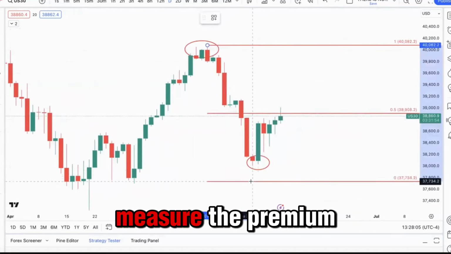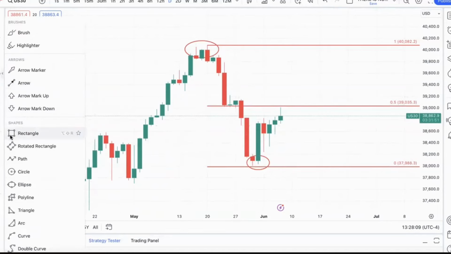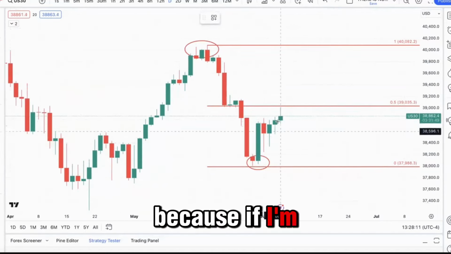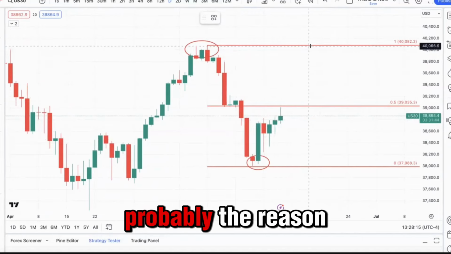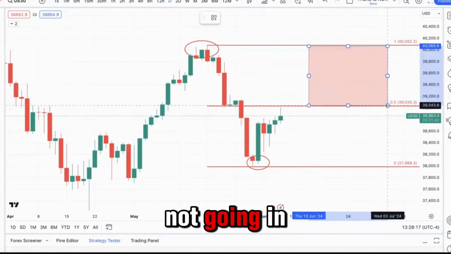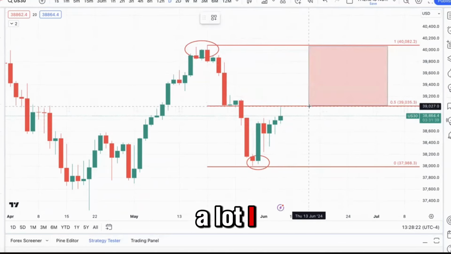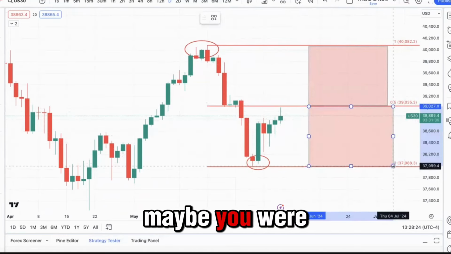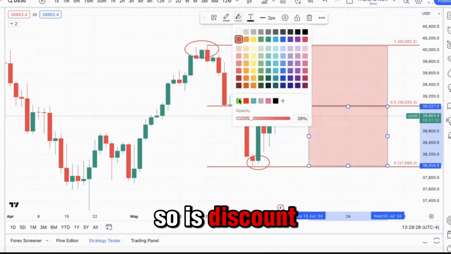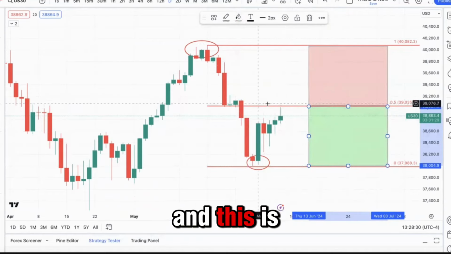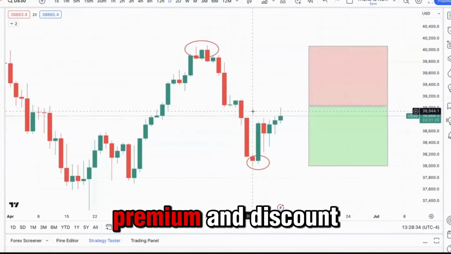Then I want to measure the premium and discount. Where's premium and where's discount? Because if I'm selling in this area, I'm technically selling in discount, and it's probably the reason why the trade is not going in the way that I want it to go. If you guys took a trading loss today, I know a lot of people did, maybe you were selling in this discounted area. So here's discount and here's premium, and this is that 50% level that measures premium and discount.